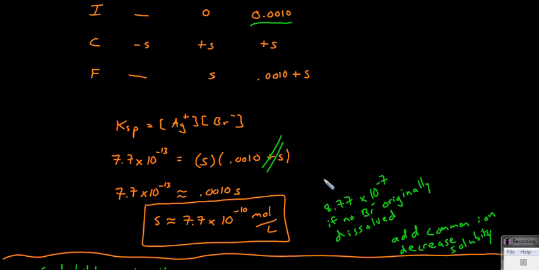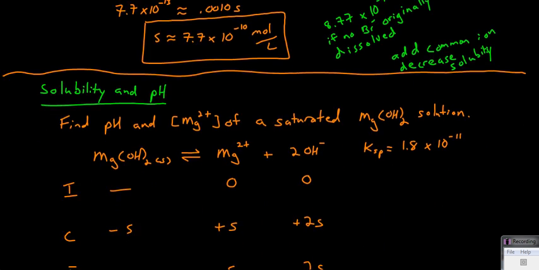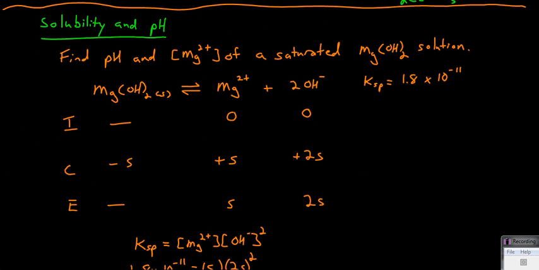But if there had been no common ion present, if bromide had not already been dissolved in solution, the molar solubility would have been 8.77 times 10 to the negative 7. It would have been 1,000 times bigger had bromide not already been dissolved. And so we can see that adding that common ion decreased the solubility significantly. This effect is also a large part of how pH can affect solubility as well.